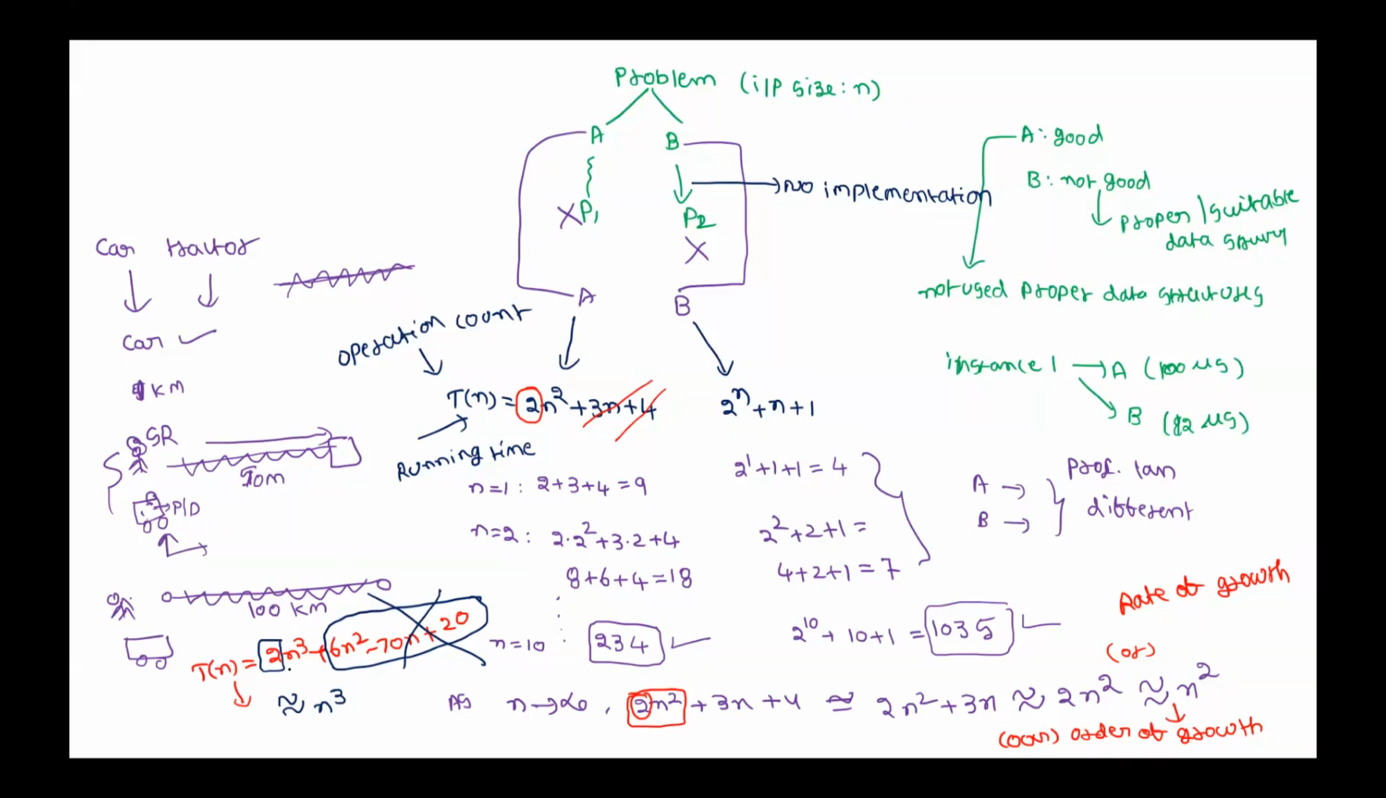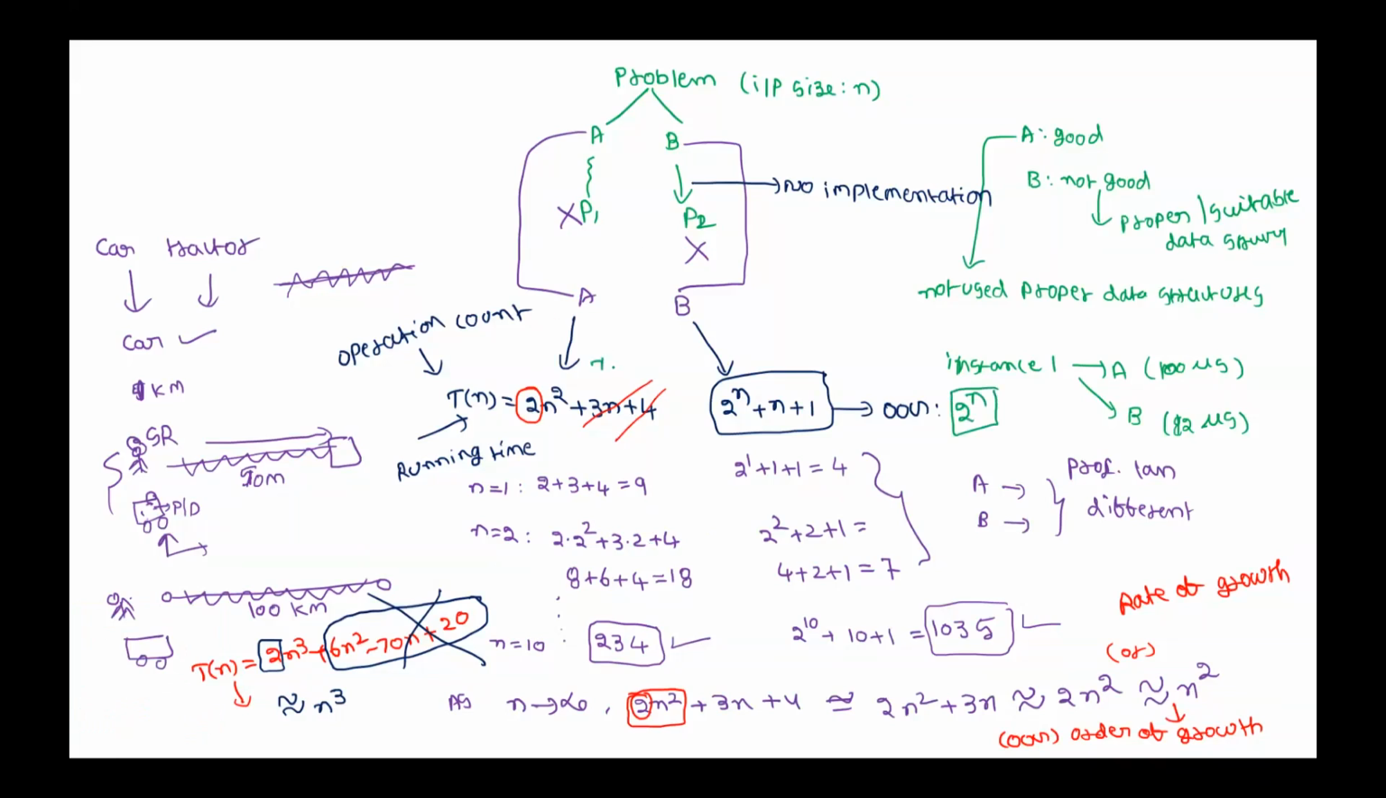Is that okay? Is it clear what the order of growth or rate of growth is? What is the order of growth in case of algorithm B? Here I use OOG for order of growth. Algorithm B is exponential, 2 power n. The order of growth is 2 power n. Now, for algorithm A, what is the order of growth?